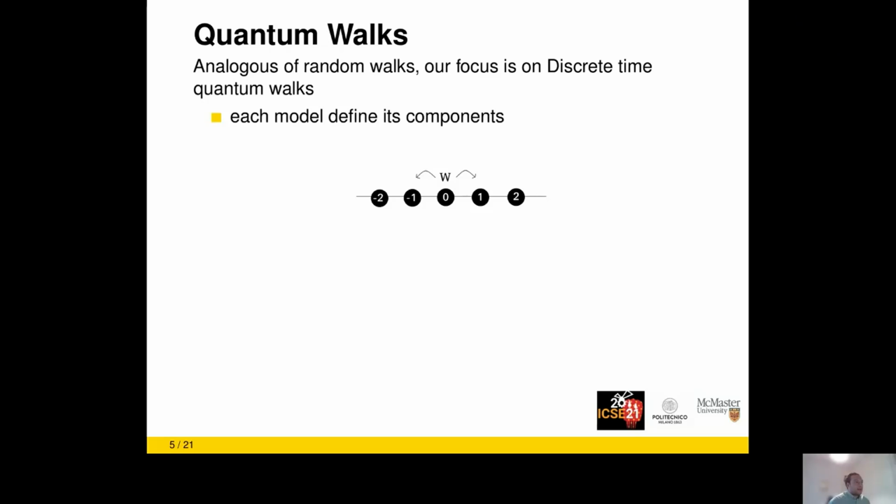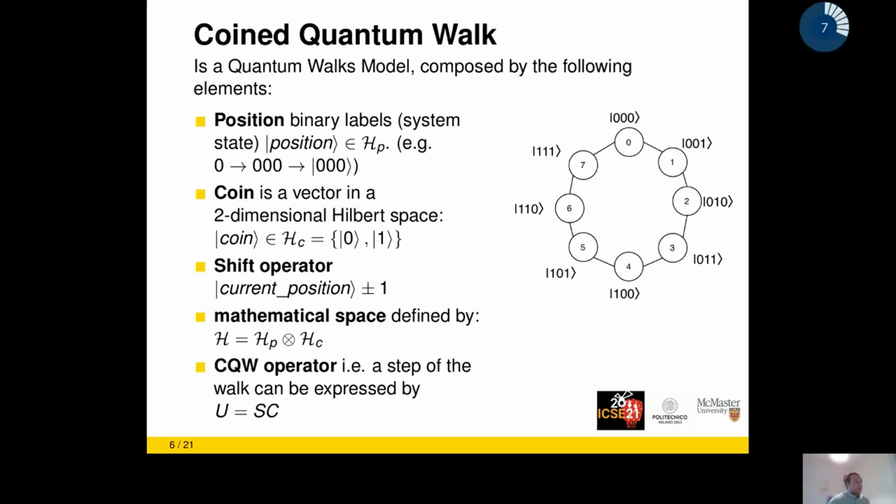Quantum walks are the analogues of random walks, and in literature we can find different models, each one defining its components in a different way, as we will see in this presentation. And so we can start with our first model, that is the coin quantum walk. On the right, we can see the cyclic graph with 8 nodes and also the binary label.